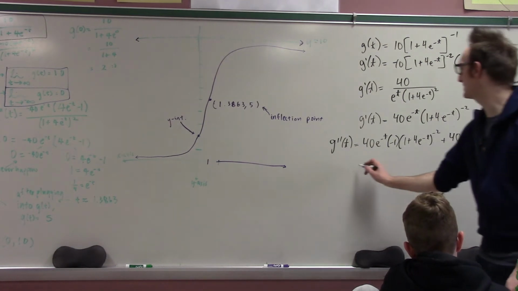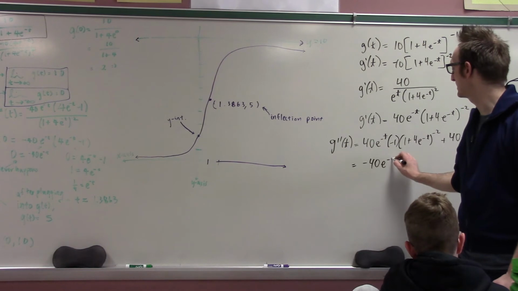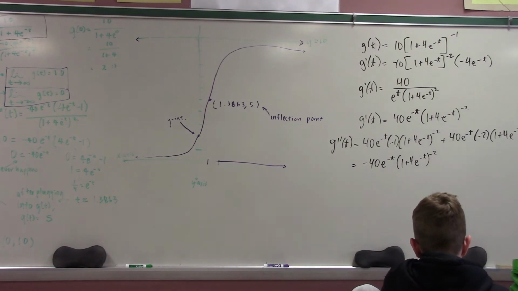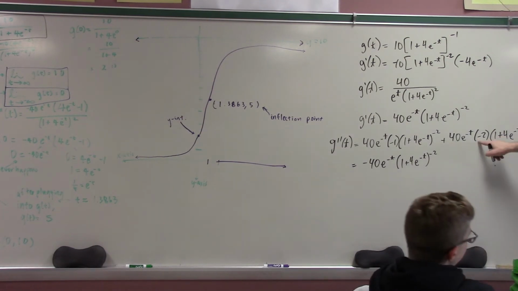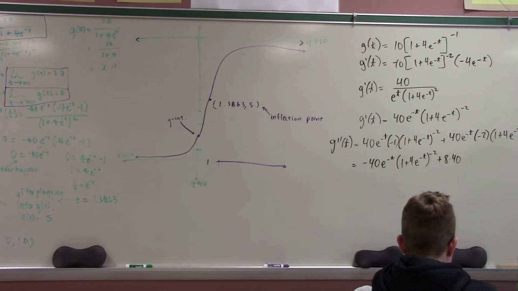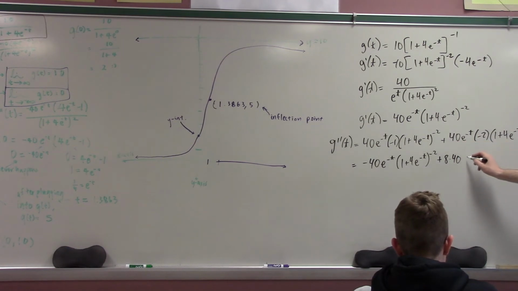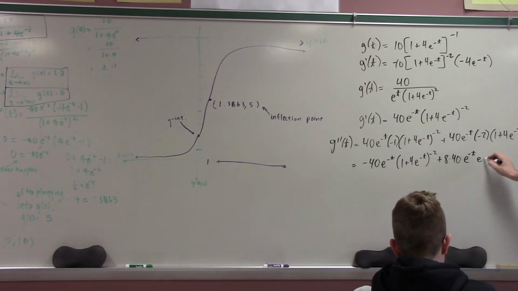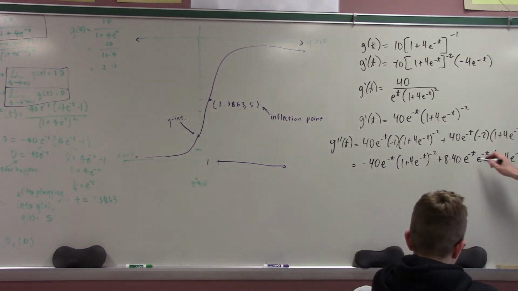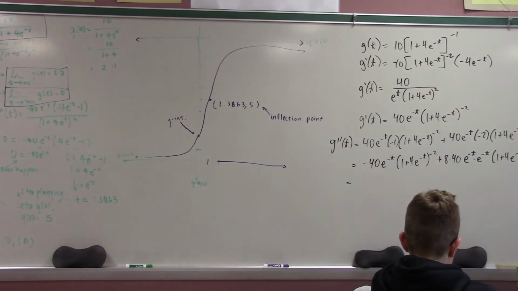Now I'm going to rewrite this once as -40e to the -t times (1 plus 4e to the -t) to the -2. And now I have a negative and another negative which cancel, and so I have plus 8 times 40, e to the -t, and another e to the -t, and (1 plus 4e to the -t) to the -3. A 40, an 8, negatives cancel, good. Right, and now I'm ready to factor this disgusting mess.